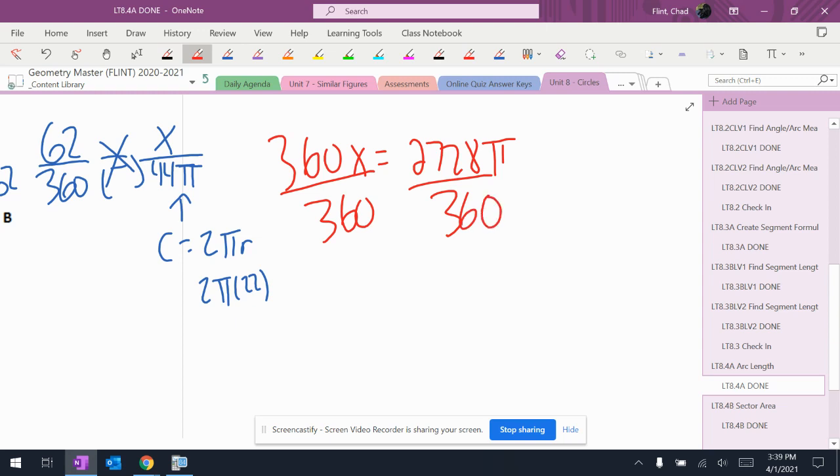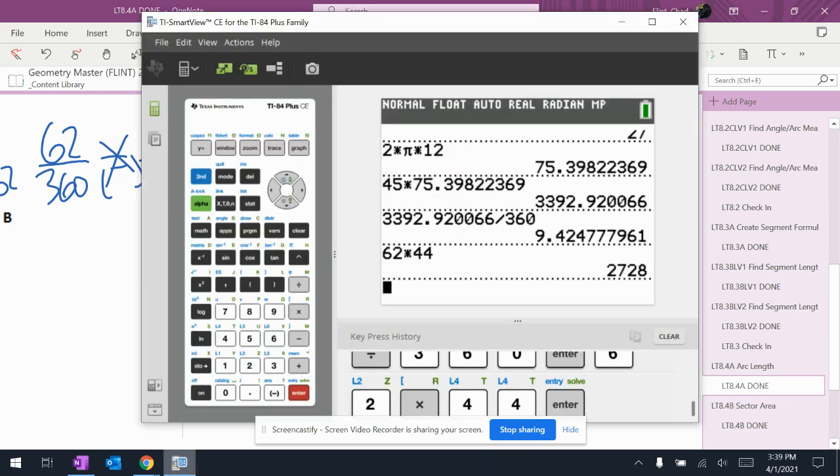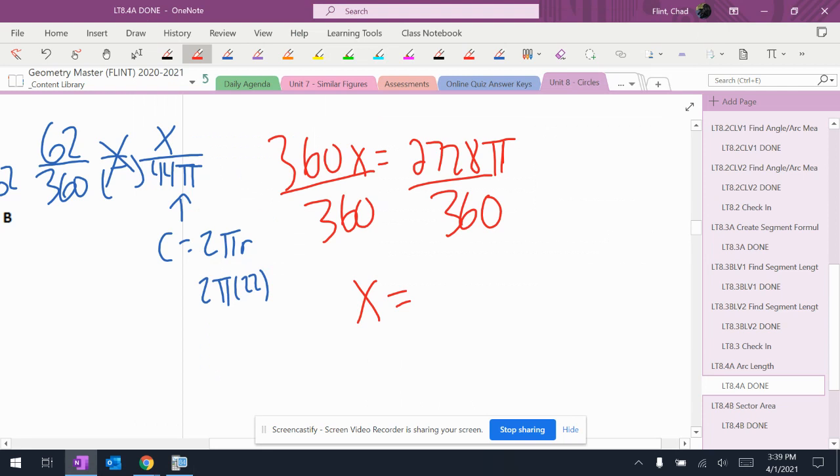Now this time, when I divide, because I want to know what the actual decimal number is, I'm going to do the pi in the calculator. So I have 2728 pi. I did not do that right. 2728 pi divided by 360 is 23.806.